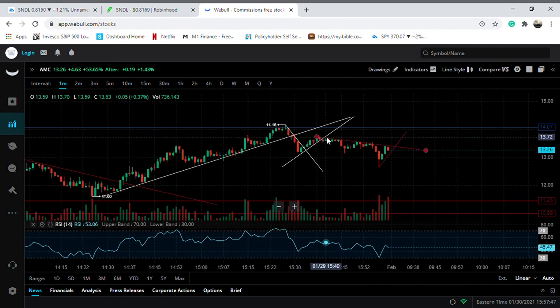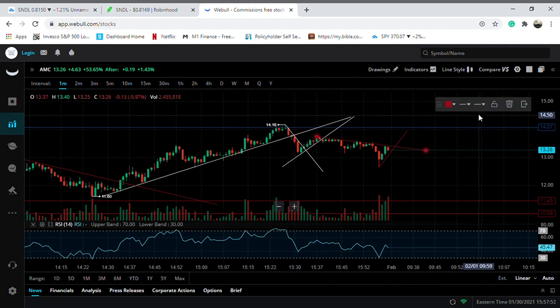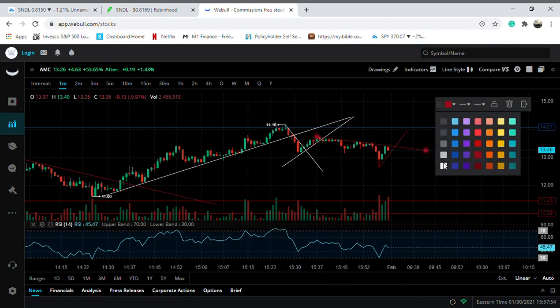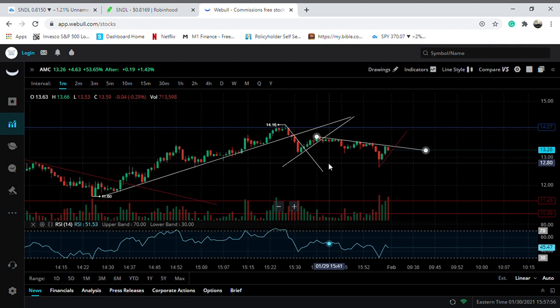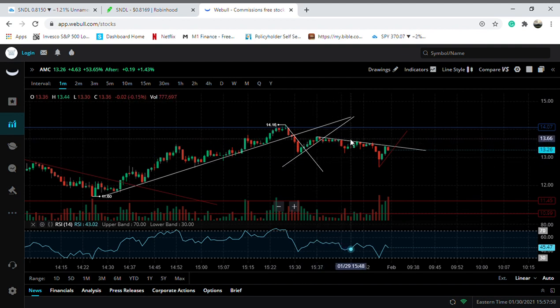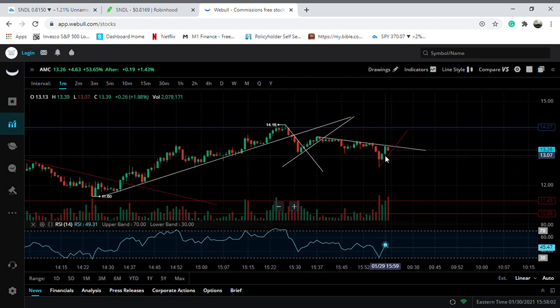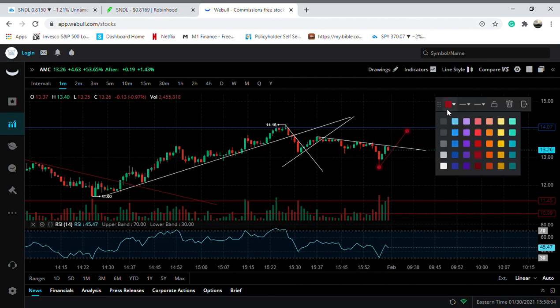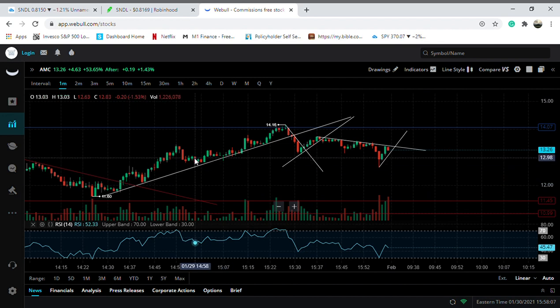So now it's kind of going sideways again. Let's go ahead and make this white. Now it's kind of going sideways. It's not breaking anything. And then now it's just kind of settling right here. So this is how I would draw my trend lines and my support lines.